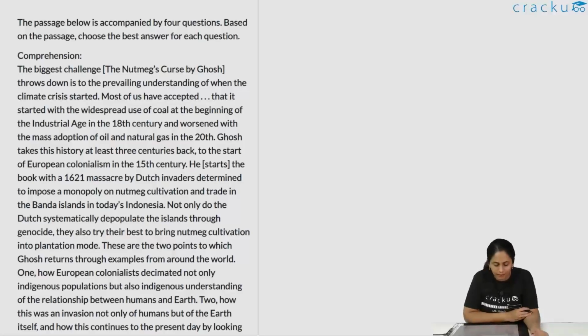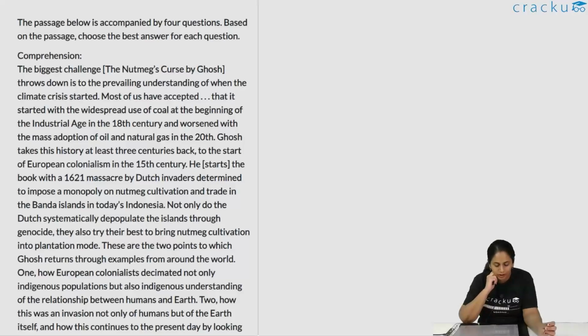Most of us have accepted that it started with the widespread use of coal at the beginning of the industrial age in the 18th century and worsened with the mass adoption of oil and natural gas in the 20th. Ghosh takes this history at least 3 centuries back to the start of the European colonialism in the 15th century. He starts the book with the 1621 massacre by Dutch invaders determined to impose a monopoly on nutmeg cultivation and trade in the Banda Islands in today's Indonesia.